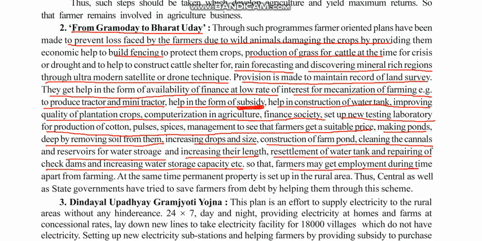Farmers may get employment during the time apart from farming. So this is a way in which the farmers also get employment apart from the farming itself. At the same time, permanent property is set up in rural areas. The center as well as the state government have tried to save farmers from debt by helping them through this particular scheme. So this is the way in which the farmers and the people of rural areas get benefit out of this particular scheme. In this particular chapter, we'll stop here.